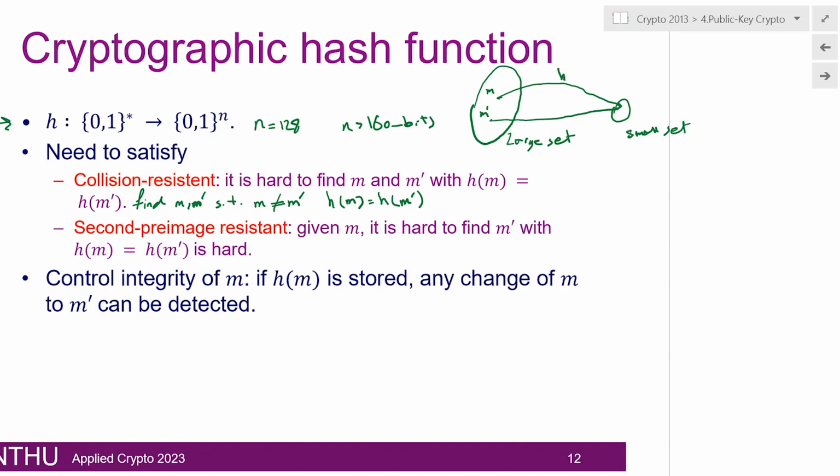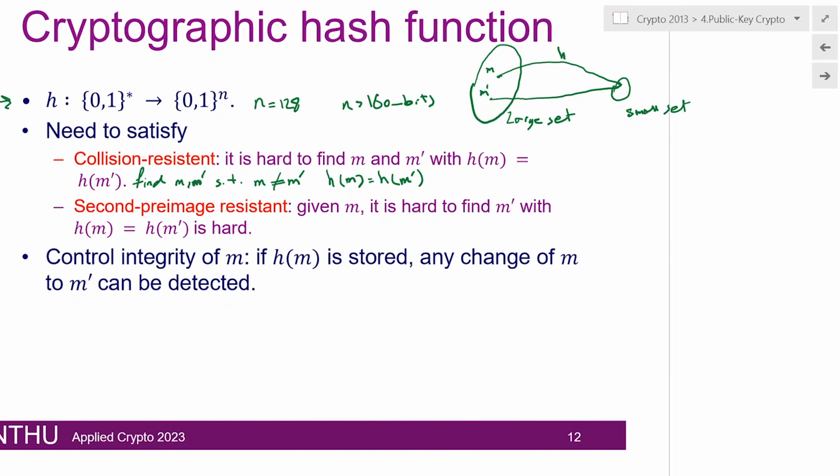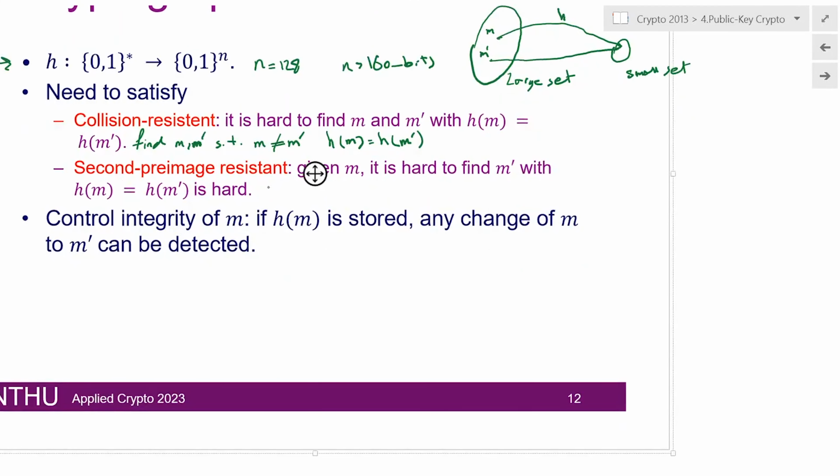Another property that we have is second pre-image resistance. This is another thing that we are looking for. Given some M, it should be hard to find another M whose hash is equal. Writing it in other words: given M, we are asking you to find M prime such that, of course, M is not equal to M prime, and also hash of M equals hash of M prime, right? So that is what we are saying.